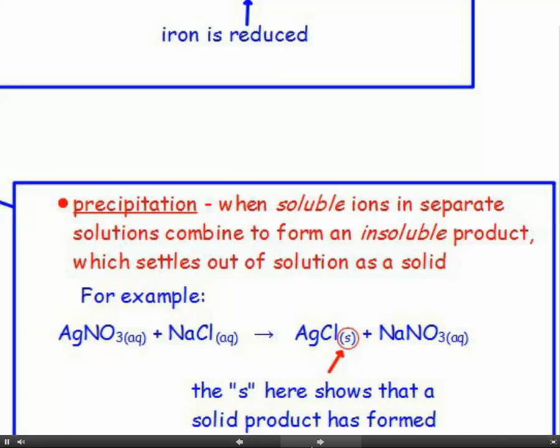Precipitation reactions. Now these aren't actually referred to in your specification as such. However, some of the past questions and mark schemes have referred to them, so we'll just discuss what it means. Precipitation reactions. Now in these, soluble ions in separate solutions combine to form an insoluble product which settles out of solution as a solid. That's precipitation. And how many S's was that?